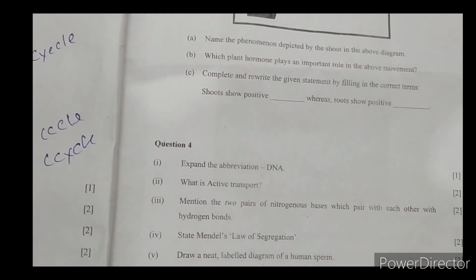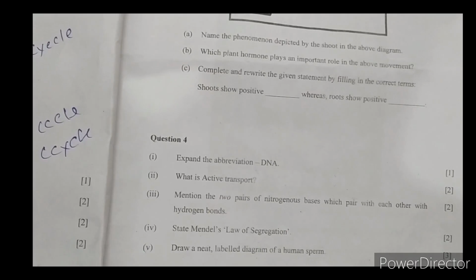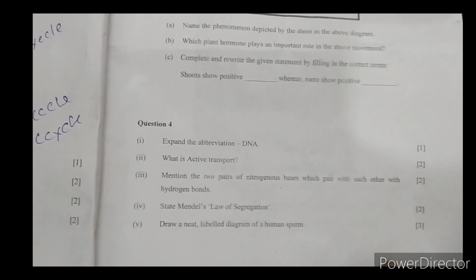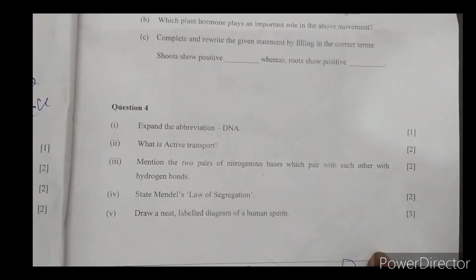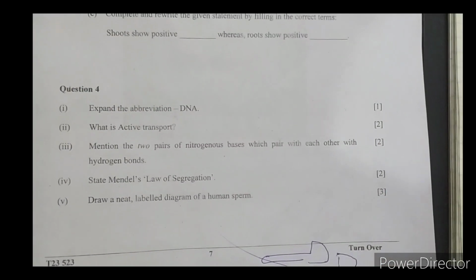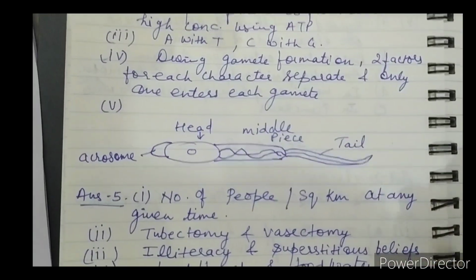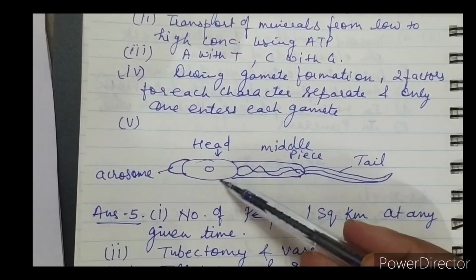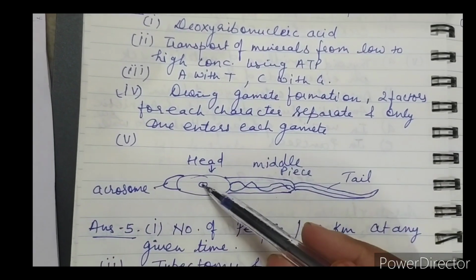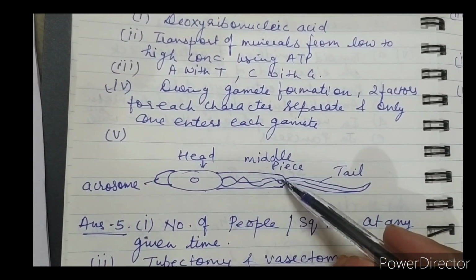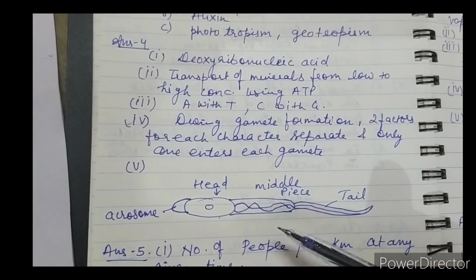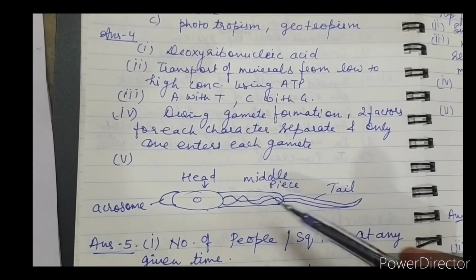Mendel's law of segregation states that during gamete formation, 2 factors for each character separate and only one enters each gamete. You can write the definition on your own also, or if you remember the book definition, then you can write that also. Draw a neat labelled diagram of human sperm. So this is how you can draw the sperm and label it. This is the head portion, middle piece, tail. This is acrosome, nucleus, cytoplasm, and here you have mitochondria. So you can label all these parts in the human sperm. These are the answers of question number 4.